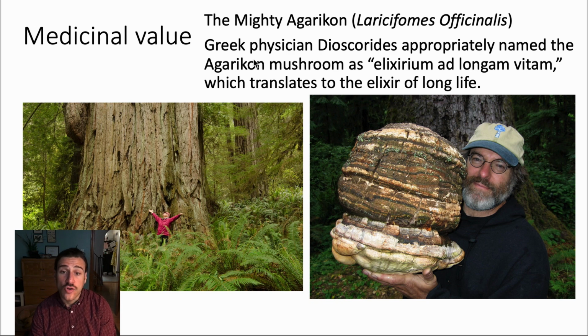And a Greek physician, Dioscorides, named the agarikon mushroom Elixirem ad longum vitam, which translates to the elixir of long life. So you only really find these mushrooms in the Pacific Northwest. So Washington, Oregon, sometimes Northern California. And you only actually find them in old growth forests. So they grow on many different conifers. They really like Douglas fir and some ponderosa pines.